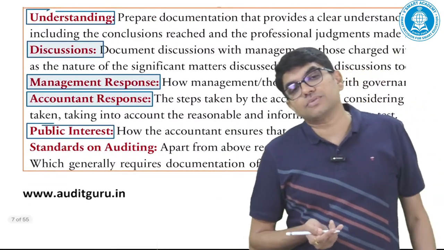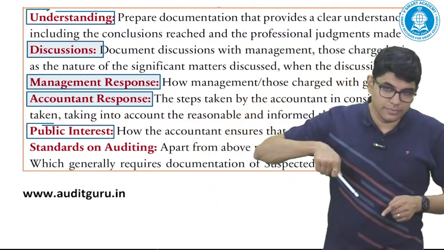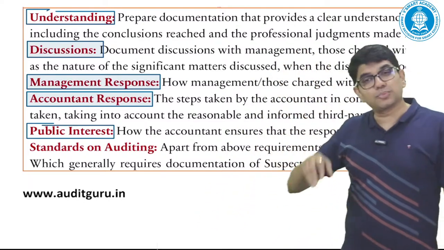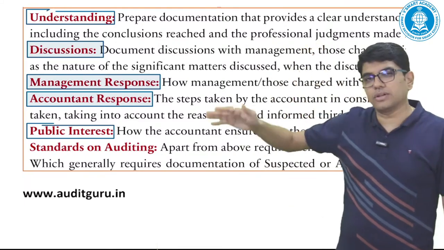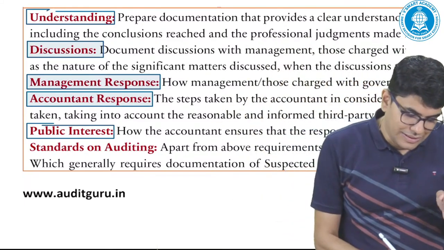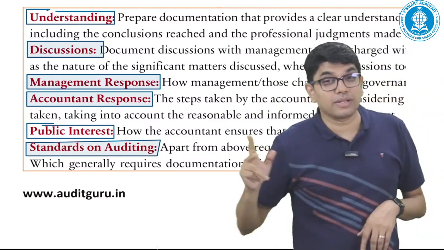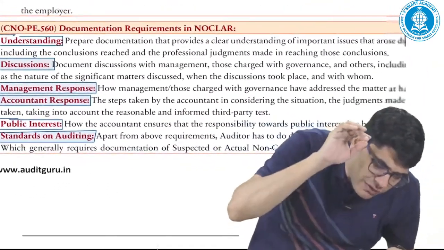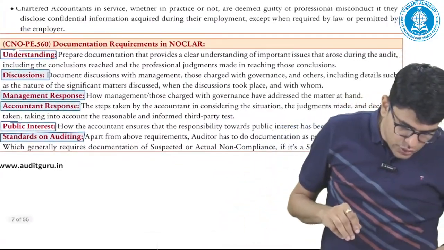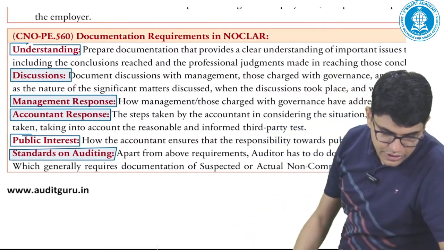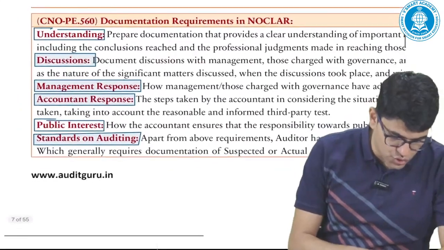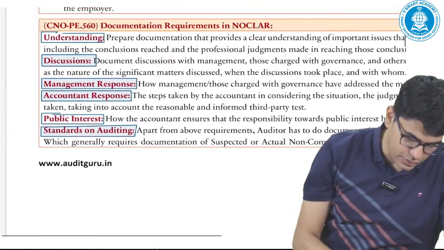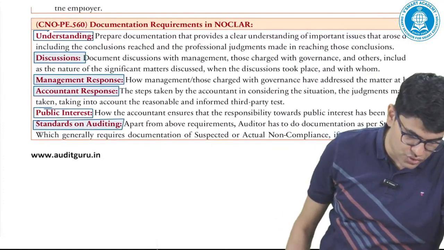Now, these requirements are apart from standards on auditing. We have SA 250, which says that if you come across non-compliance, you are supposed to follow these steps and document it. So if you are doing an audit, we have to follow SA 250 for sure. This is apart from that. Right, guys, so it's very simple. We are supposed to document our clear understanding of important issues that arose during the audit, including conclusions reached and professional judgment made in reaching those conclusions.